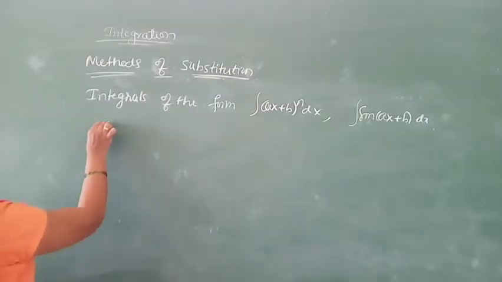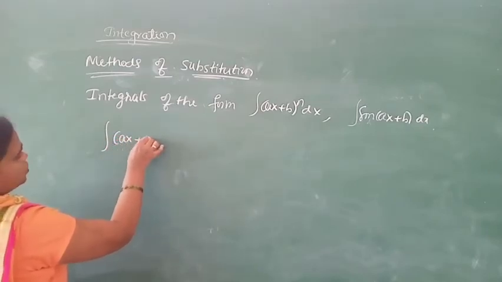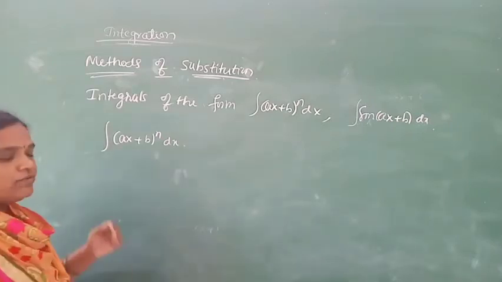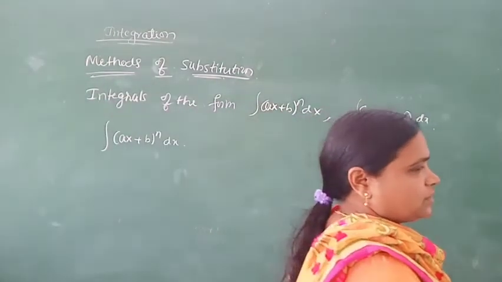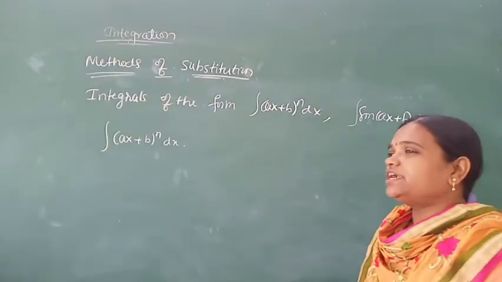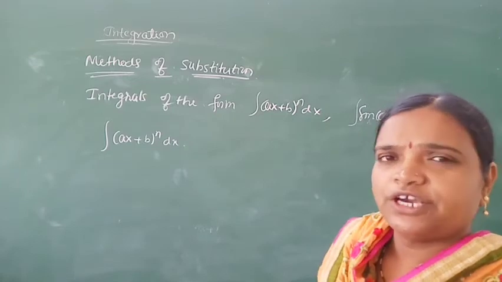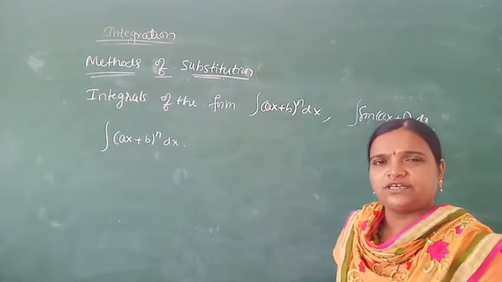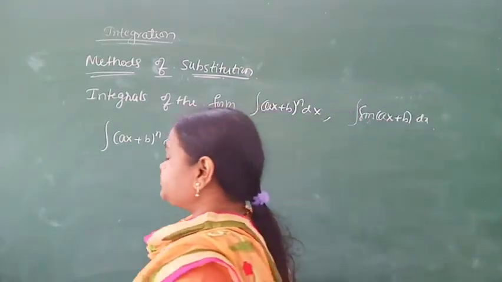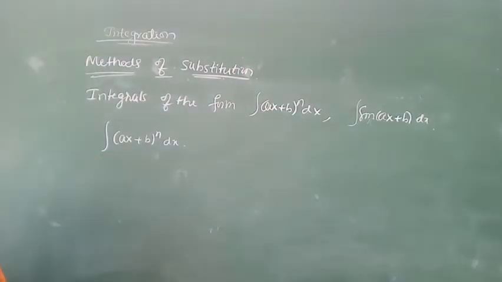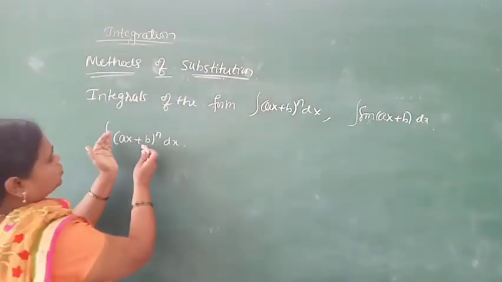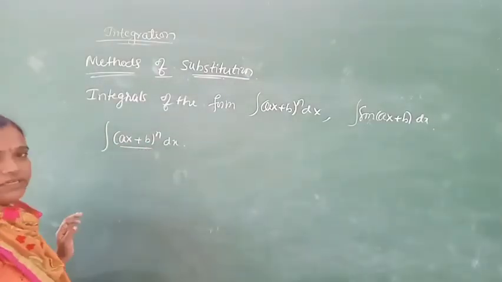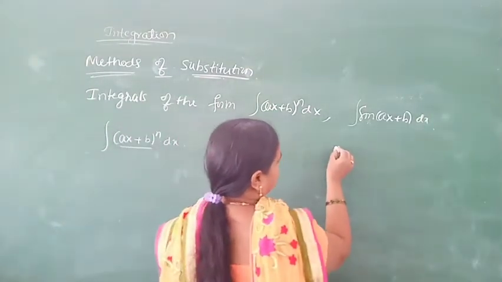Okay, first one is given: integration of (ax plus b) to the power n dx. This example is in the form of function of a function, and in that we take differentiation. We do first one differentiation, next second one, next third one, that type. But here we take integration by the method of substitution. See, this whole thing to the power n is given, and this is ax plus b.